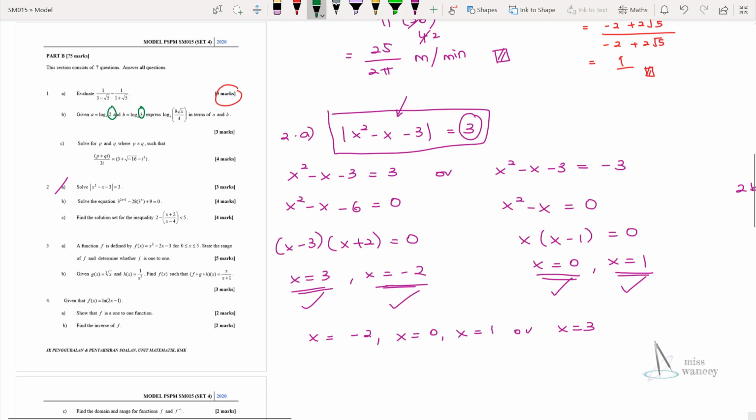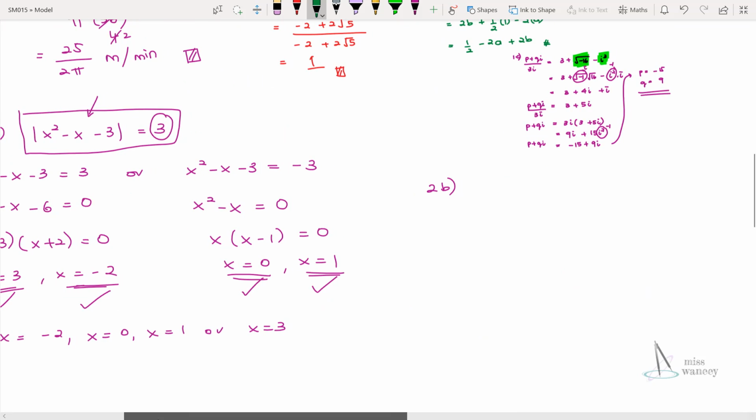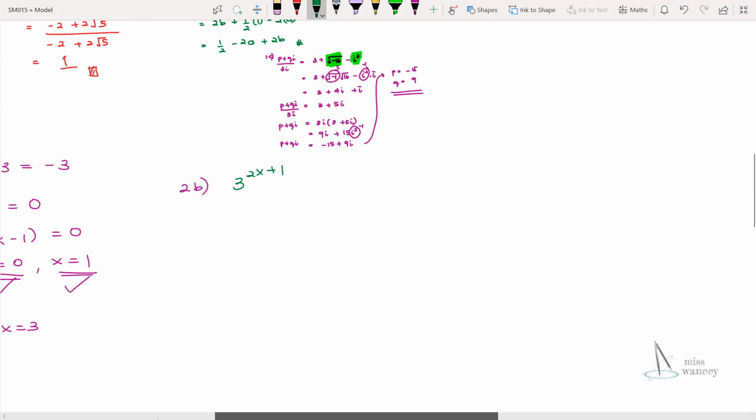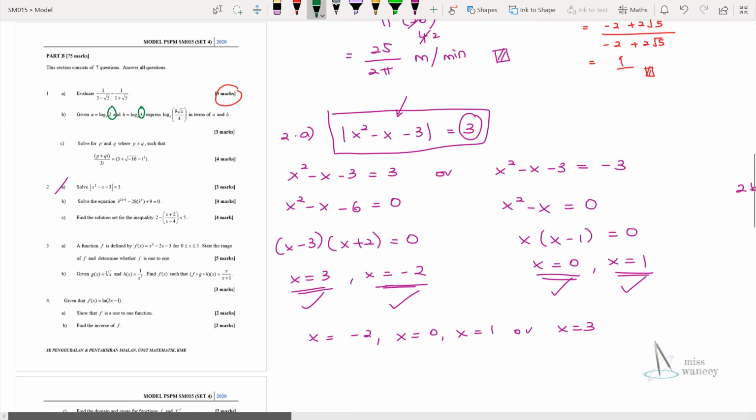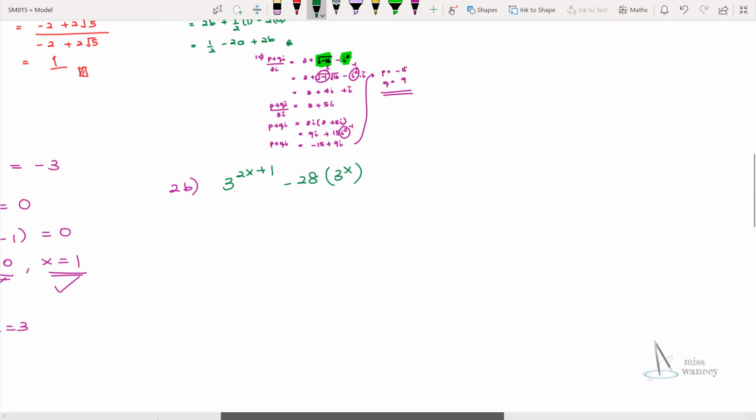So 2B, 3 to the power of 2x plus 1 minus 28 times 3 to the power of x plus 9 equal to 0. Right, so I do see some plus in the power, so I'm gonna separate them into 2. So this is 3 to the power of 2x, 3 to the power of 1, minus 28, and then 3 to the power of x plus 9 equal to 0.